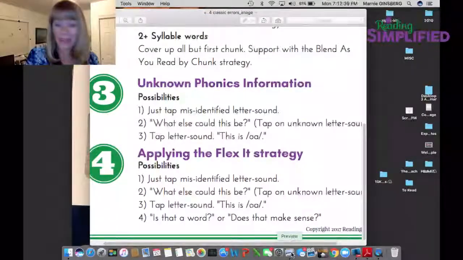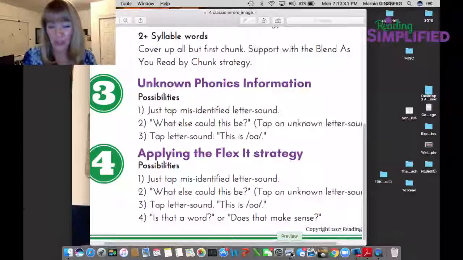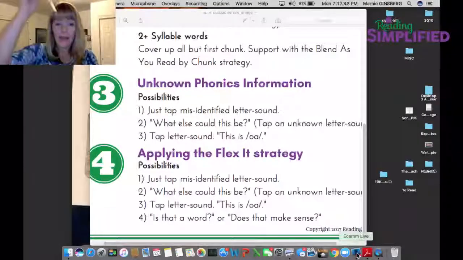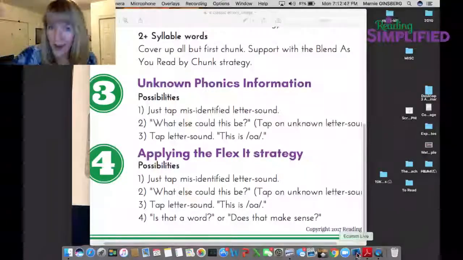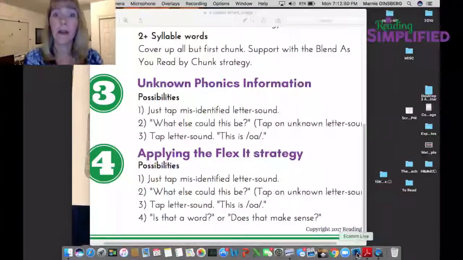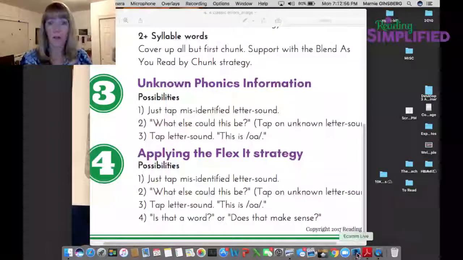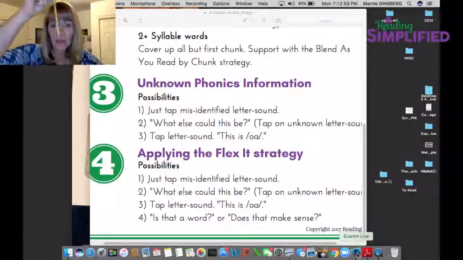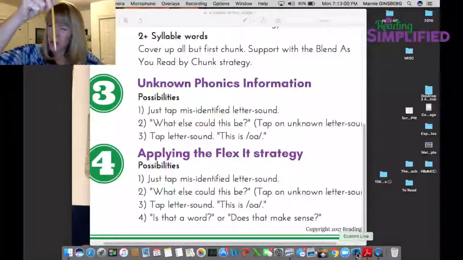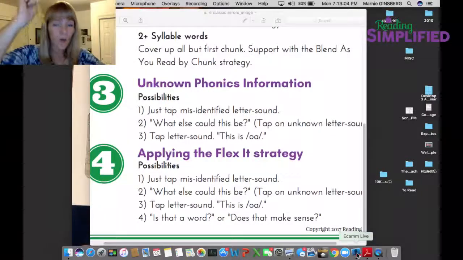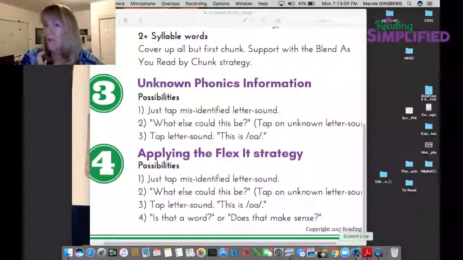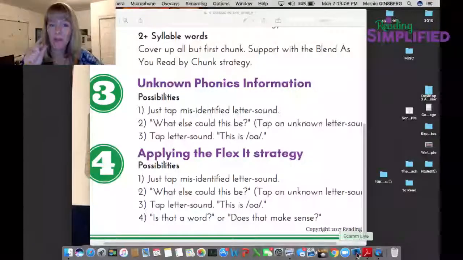And then if they still can't get it, or you're pretty sure that it's just too hard for them, then go ahead and just tap it or underline it and tell them, this is O, try it again. So that's what they do with the unknown phonics information. Say they're looking at the O by itself, the letter O, and it could be "ah" or it could be "O." If they can't figure it out, and you said, what else could it be? And they can't figure it out, well, then you can just say, this is "ah," or this is "O." So give it to them, but you don't give them the word. You just give them the littlest amount necessary.